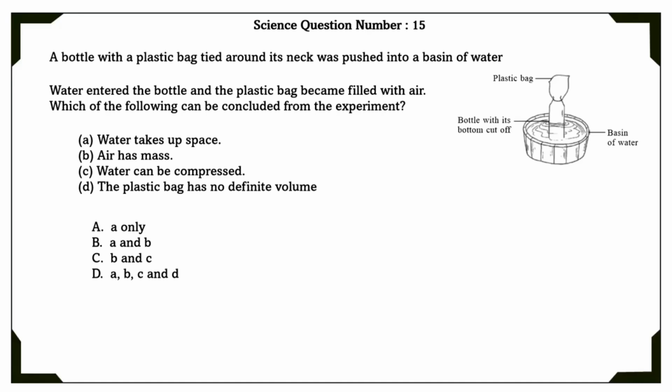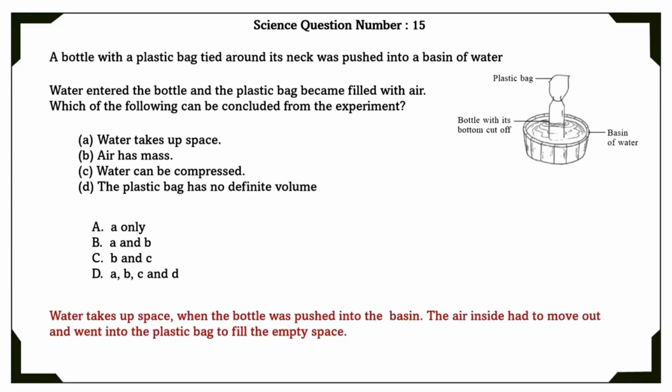Science question number 15. A bottle with a plastic bag tied around its neck was pushed into a basin of water. Water entered the bottle and the plastic bag became filled with air. Which of the following can be concluded from the experiment? Water takes up space when the bottle was pushed into the basin. The air inside had to move out and went into the plastic bag to fill the empty space. According to this, the A option is the correct option. That is, water takes up space.